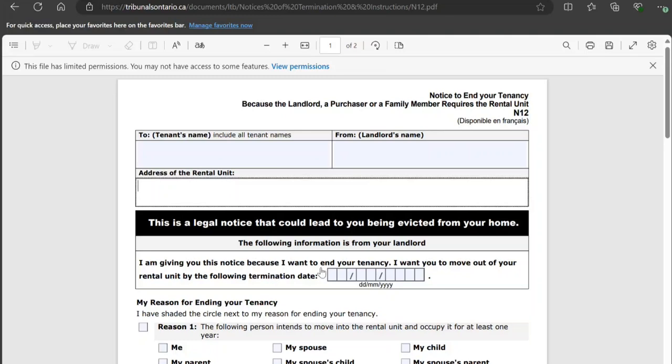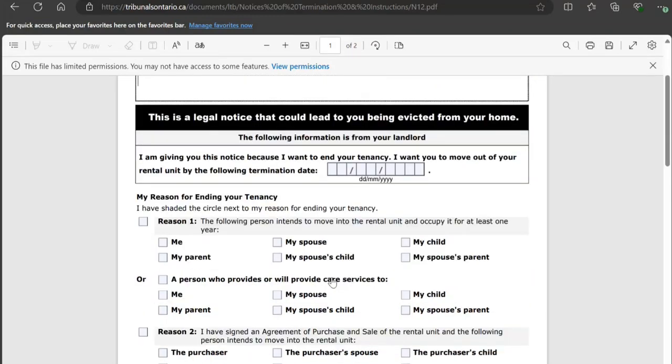You need to give a minimum of 60 days notice, but you can give more. And if you are sending this form by mail, you need to provide them 5 days extra. So keep that in mind when you provide this date.